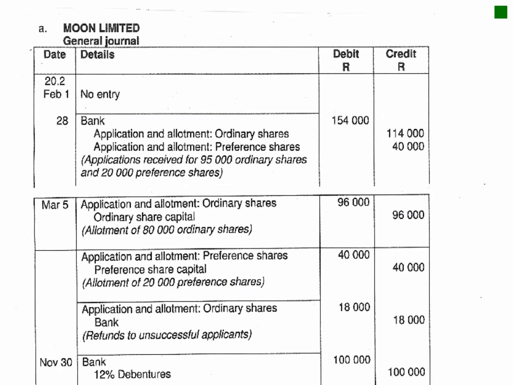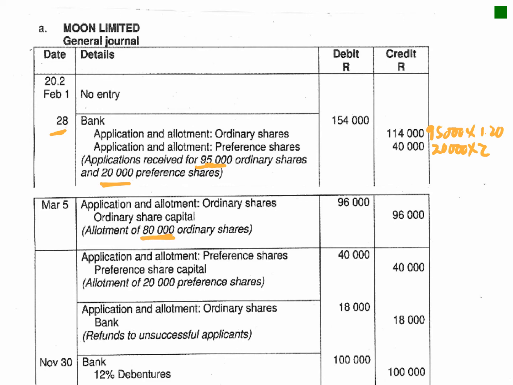These are the general journal entries that would be required in the books of Moon Limited. On the 28th of February, which is the last date which you could apply for shares in the company, they received applications for 95,000 ordinary shares. So that's 95,000 times R1.20 per share. That's the amount that they offered the shares at, and they received applications for 20,000 preference shares at R2 each. So the total amount that they received was 154,000. Then they actually will allot the shares on the 5th of March.